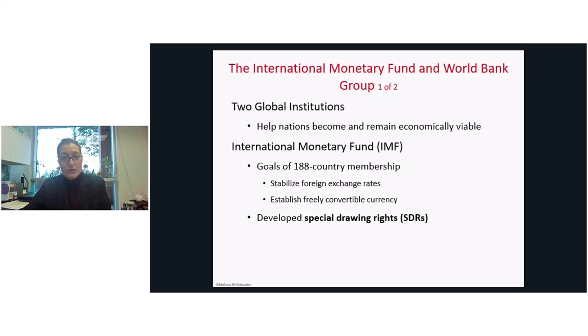There are 2 global institutions that help nations become and remain economically viable. These 2 global institutions are the International Monetary Fund and the World Bank. The International Monetary Fund is a membership of 188 countries, and their purpose is to stabilize foreign exchange rates and establish freely convertible currency. So they developed special drawing rights.